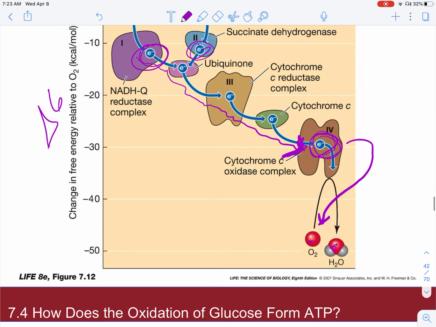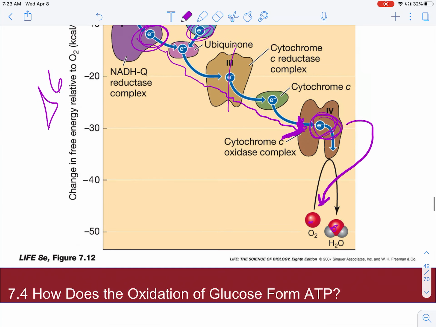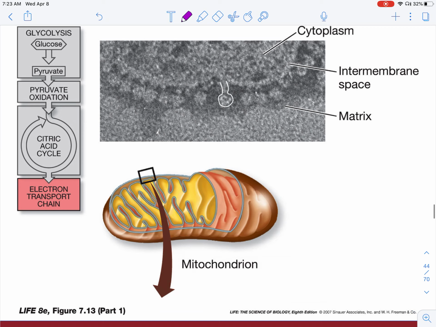So we call these guys pumps because they are pumping protons from an area of low concentration to high concentration, right? And you need energy in order to do that. Just like a pump in your basement or something like that, it takes electrical energy and pushes water against the flow of gravity. And this is what an actual micrograph of the matrix and inner membrane of the mitochondria looks like. Pretty neat.